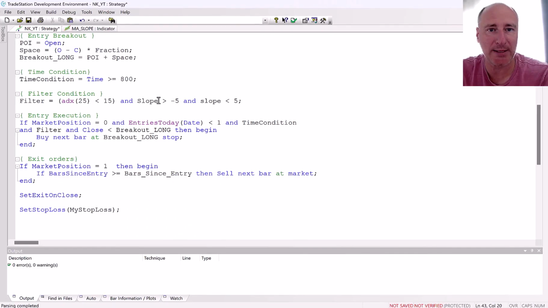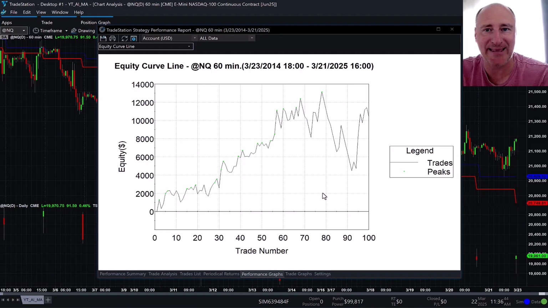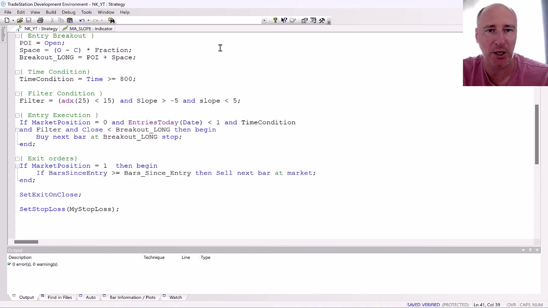So let's start with a simple version where the slope is between -5 and +5. So that's a pretty narrow range. I don't know what will happen. Probably a lot of trades will be filtered out, but it's a test to start with. And that's not spectacular either, but I suspect the range could be still too narrow.